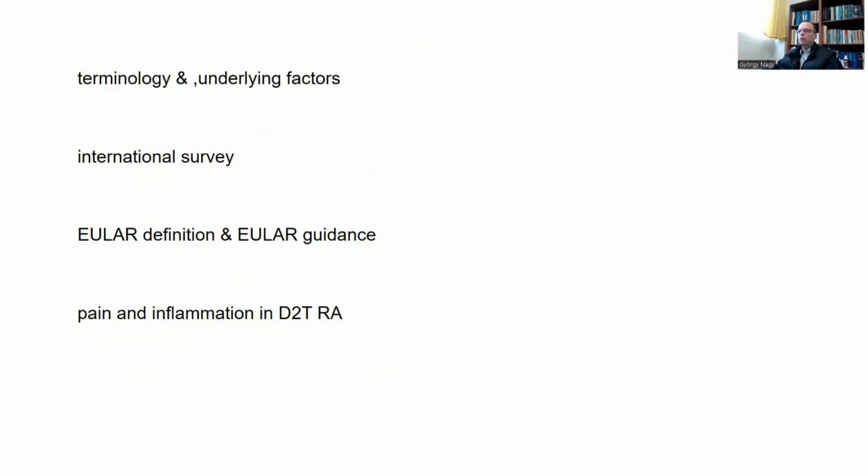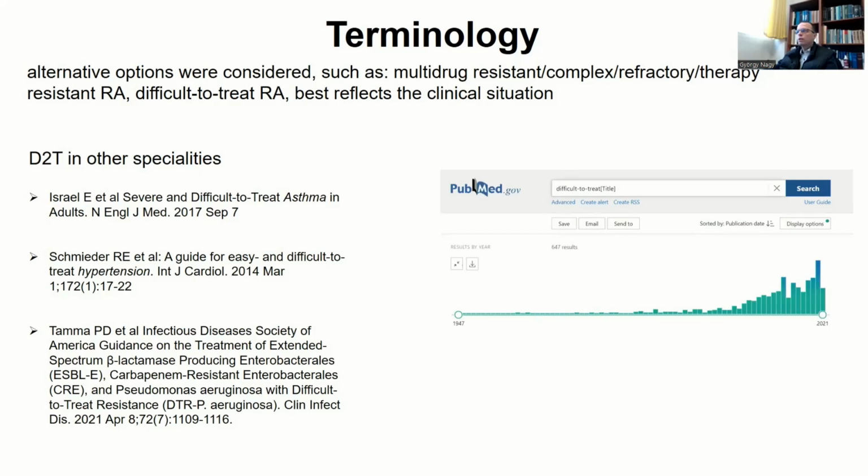So I would like to talk about the terminology and underlying factors first of all. If we would like to call this patient population something, there are various options, such as multi-drug resistant, refractory, therapy resistant, or difficult to treat disease. The task force suggested considering difficult to treat because this reflects best the clinical situation that we are dealing with. Difficult to treat is a widely used term in various fields of clinical medicine, including pulmonology, such as difficult to treat asthma, cardiology and angiology, such as difficult to treat hypertension, and also in infectology, where various difficult to treat infections is quite widely used.